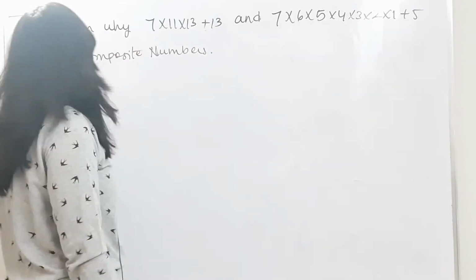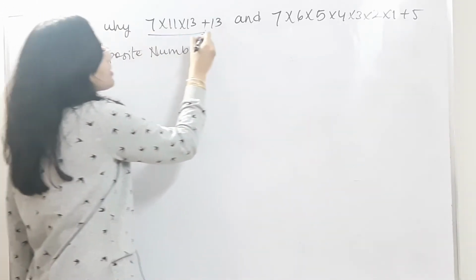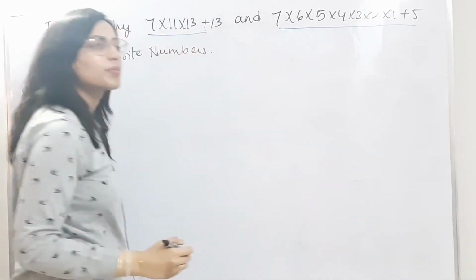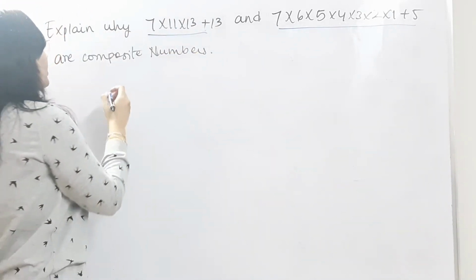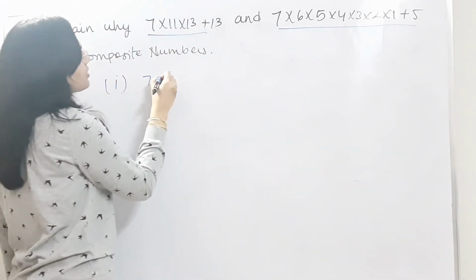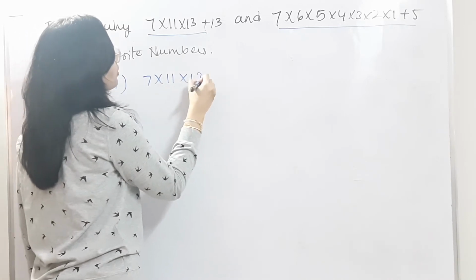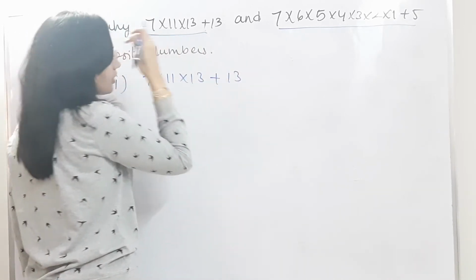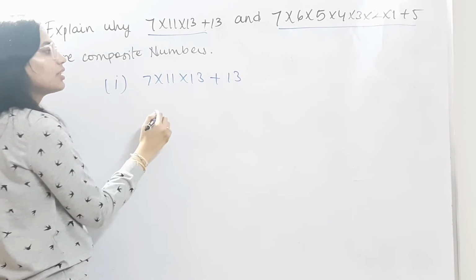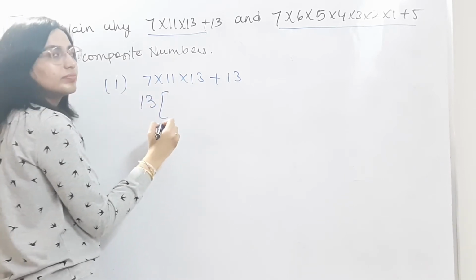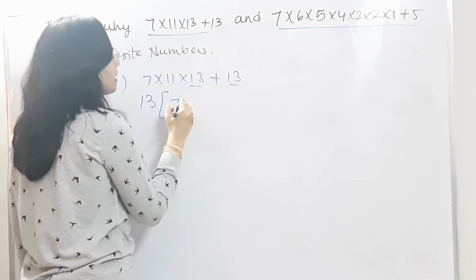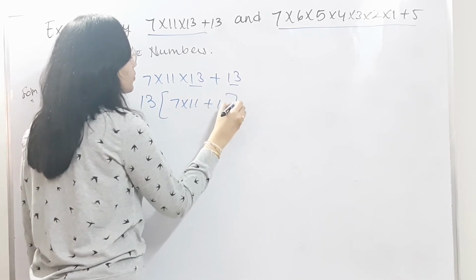Okay, the last problem. Explain why this and this are composite numbers. Let's tackle one at a time. First one, let's say 7 into 11 into 13 plus 13. How do you write this? Can I take 13 as common? Right, because 13 is here, 13 is here. And can I write it as 13 into (7 into 11 plus 1)?